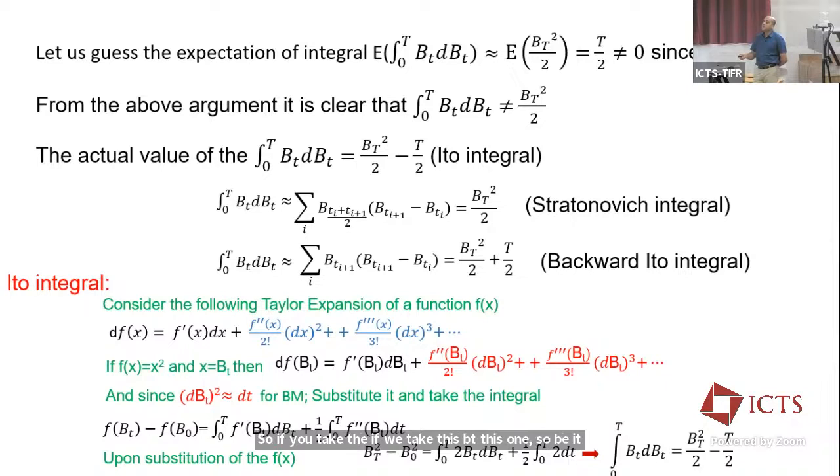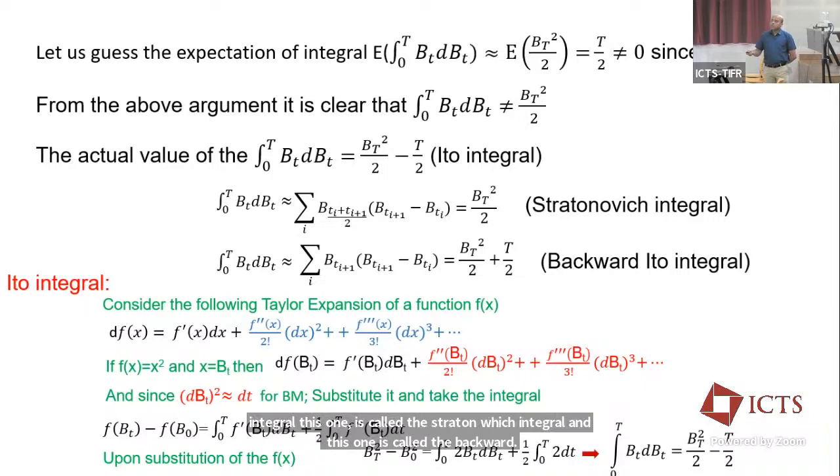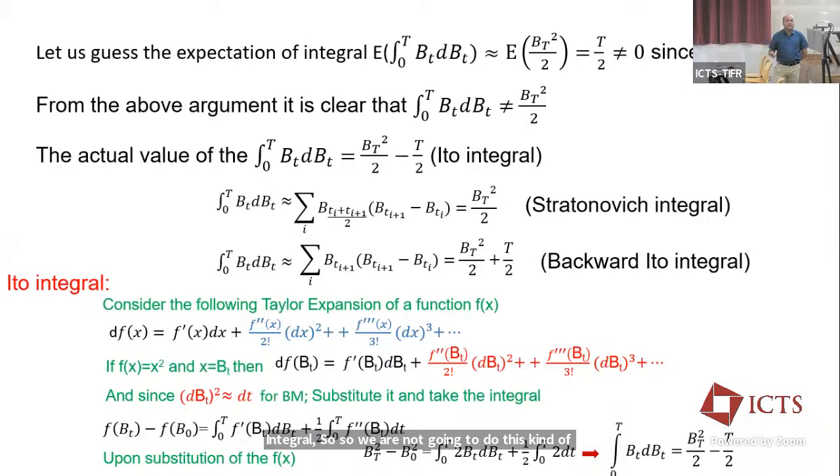And if we take the midpoint, that will give you B_t squared by 2. And if we take this extreme one, that will give you this kind of value. This one is called the Ito integral, this one is the Stratonovich integral, and this one is called the backward integral. We are not going to do these two integrals because the calculations are a little complicated, but you can take a look at how the Ito integral works.